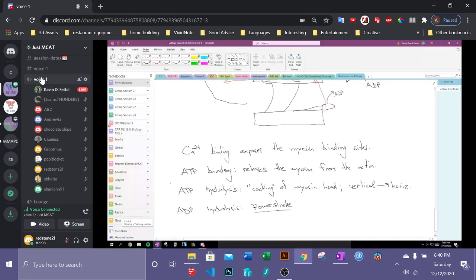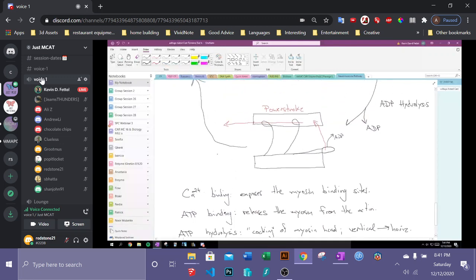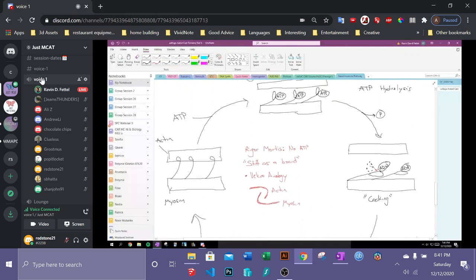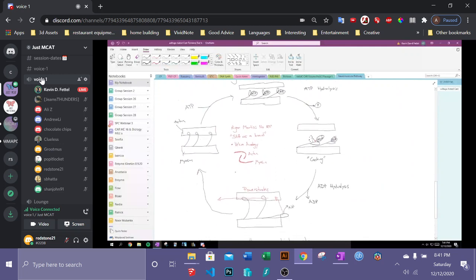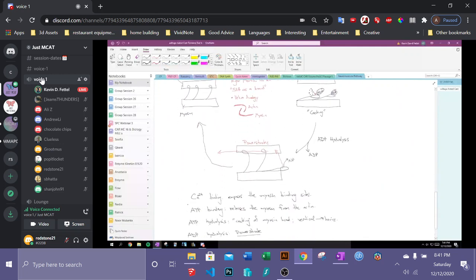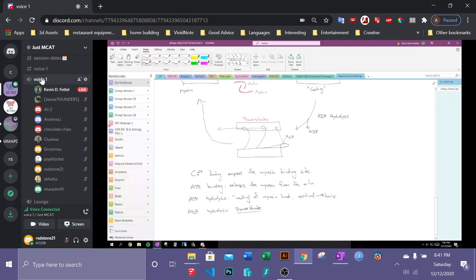Awesome. So what I recommend, if you're struggling with the sliding filament model, maybe screenshot this picture, put it on a card, and make sure that you know all these different steps. Maybe make a subfolder on Anki and include each one of these steps: what happens with calcium binding, ATP binding, ATP hydrolysis, and ADP. You do need to know it for the MCAT because they will ask you about what happens.